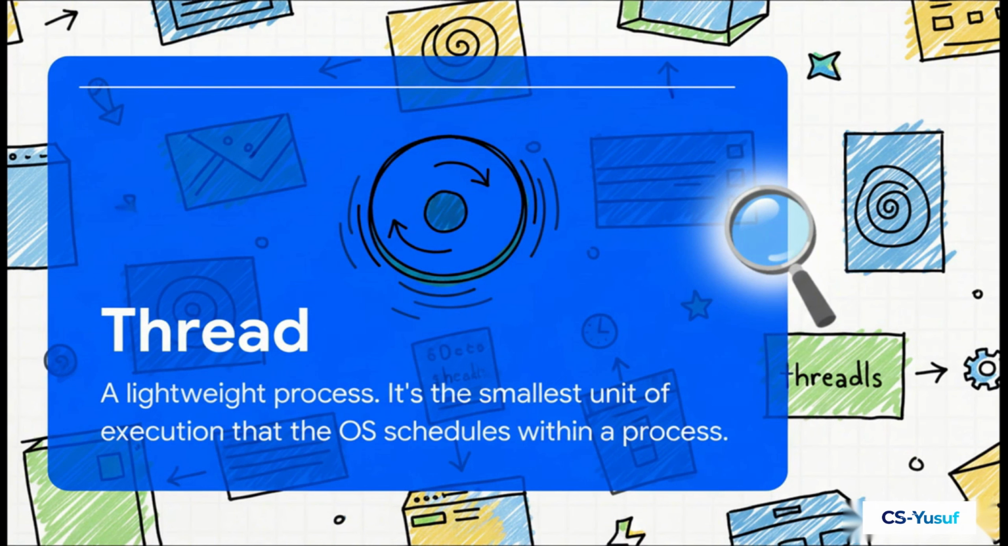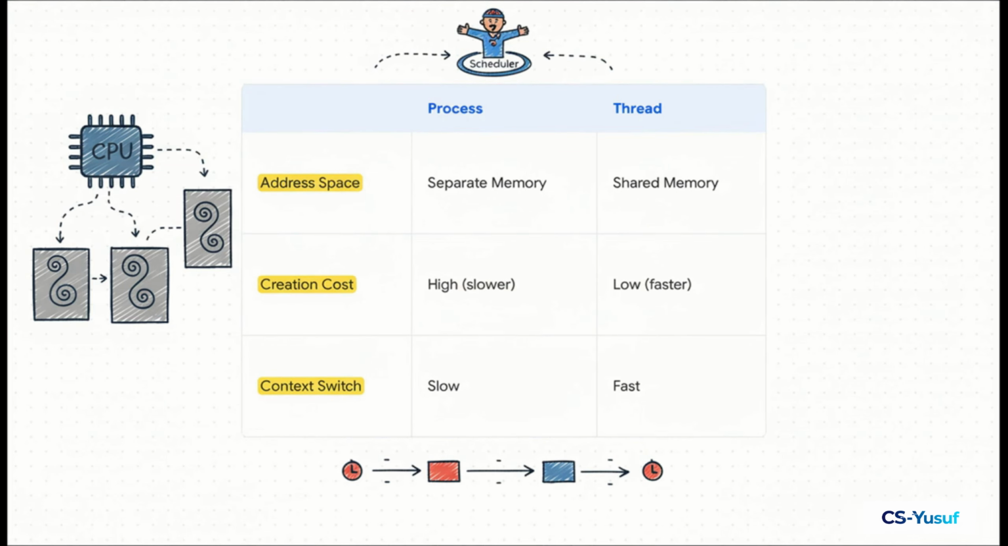And that's where our next hero comes in, the thread. You can think of a thread as a lightweight process. It's a much smaller, much faster unit of work that can run inside a process that already exists. The absolute key difference here is all about overhead. Processes, as you see, each get their own separate, walled-off memory space.